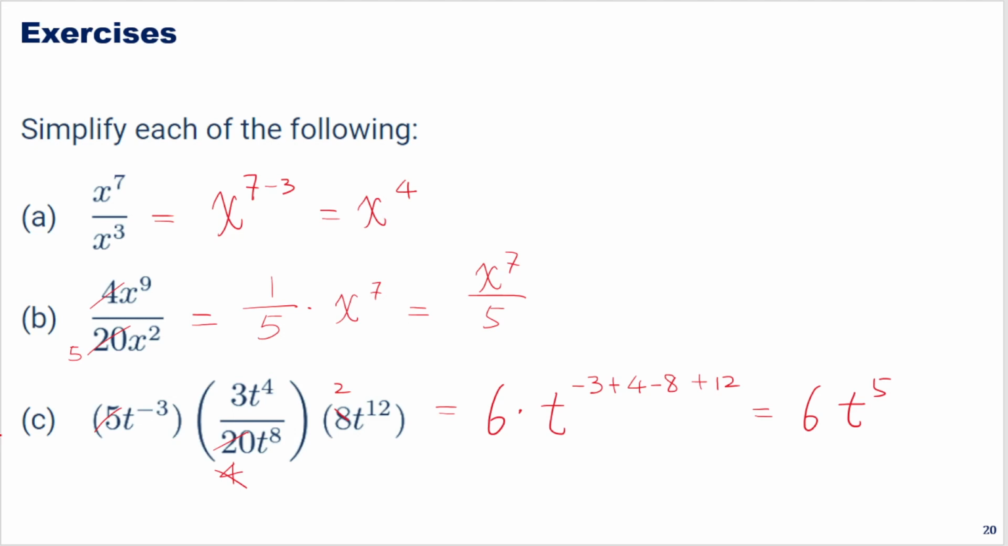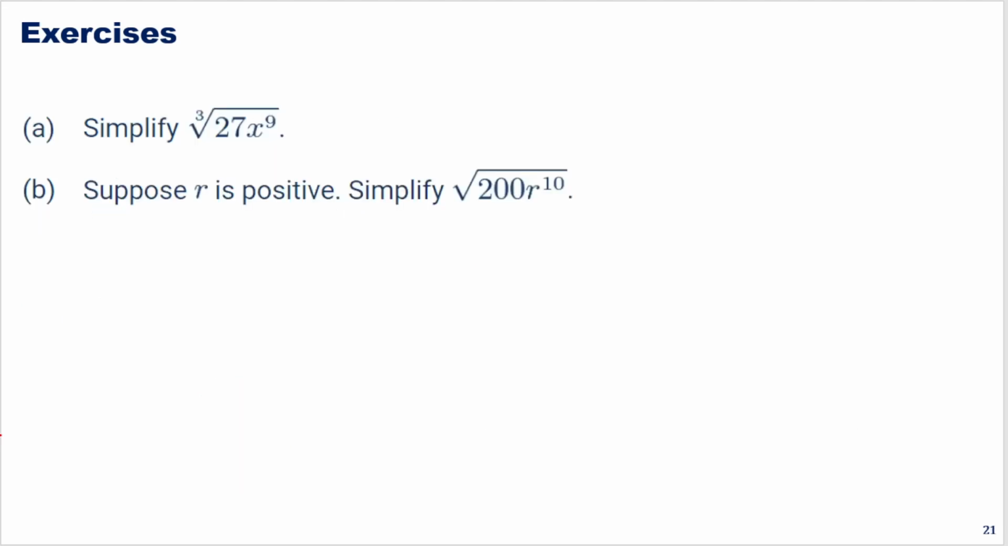Any questions? No? Okay. Next one, can you simplify this expression here? The cubic root of 27 times x to the power of 9. And then suppose r is positive. Can you simplify this expression? The square root of 200r to the power of 10.